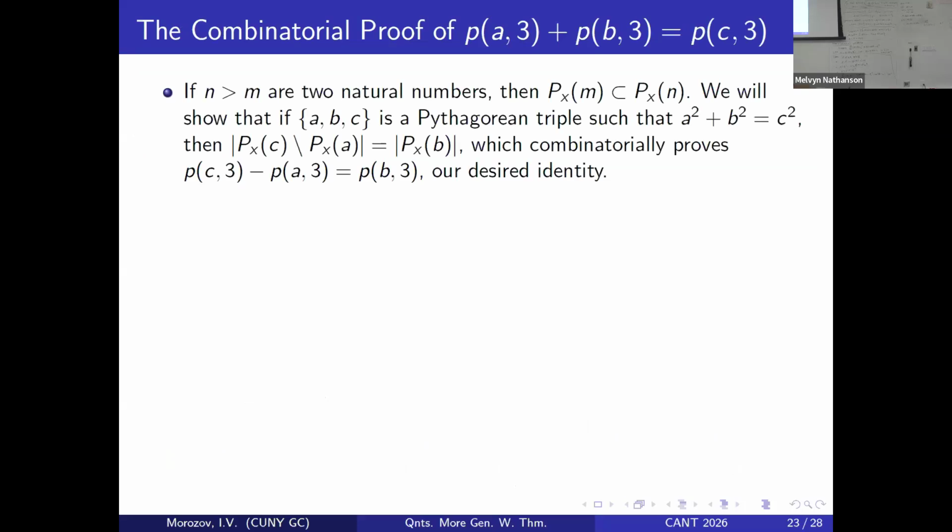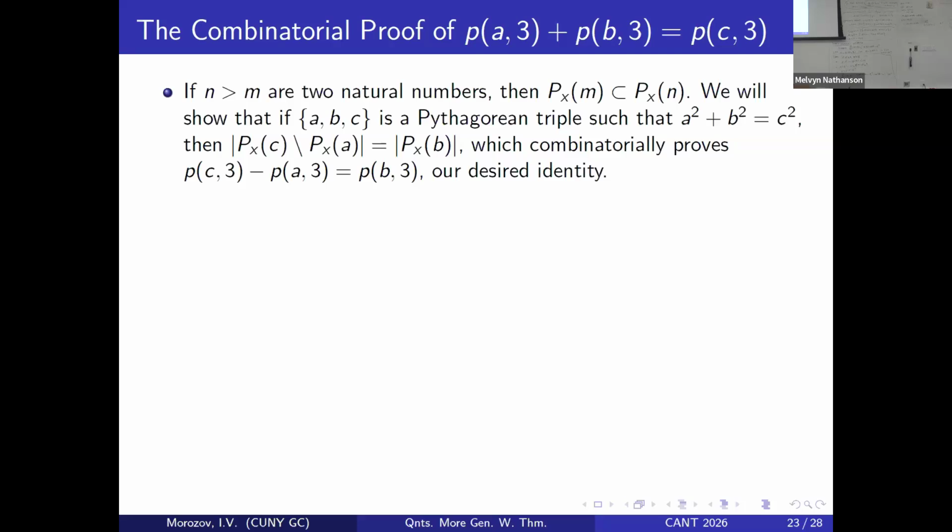So the way to construct this is, if n is bigger than m, two natural numbers, then the right triangle for m is going to be inside the right triangle for n. And we'll show that the number of lattice points in the region where they don't overlap is the same as the number of lattice points that we expect to appear in the right triangle for B.